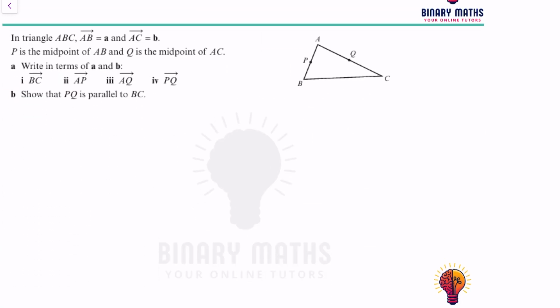In a triangle ABC, A to B is equal to A. So A to B is equal to A. A to C is equal to B.